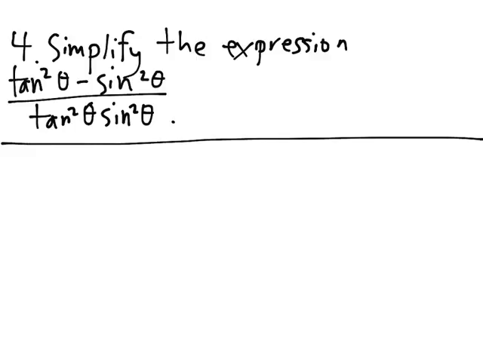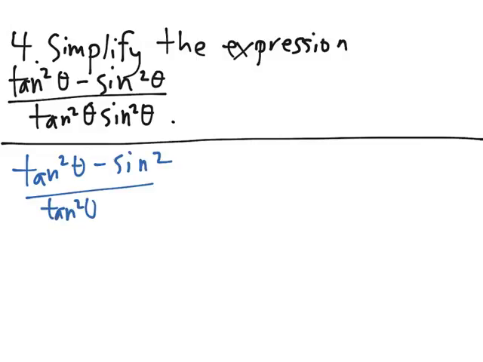Problem 4. Simplify the expression tangent squared theta minus sine squared theta over tangent squared theta times sine squared theta. Starting with this expression, we can use the distributive property to split up both terms in the numerator. The first term will be tangent squared theta over tangent squared theta sine squared theta. But here the tangent squared will cancel and we'll be left with 1 over sine squared theta.